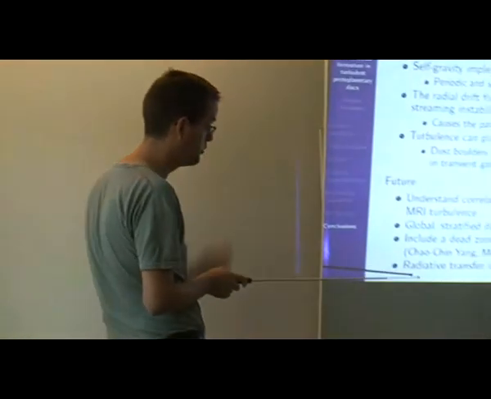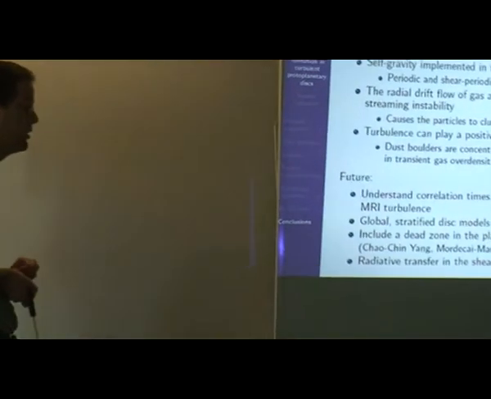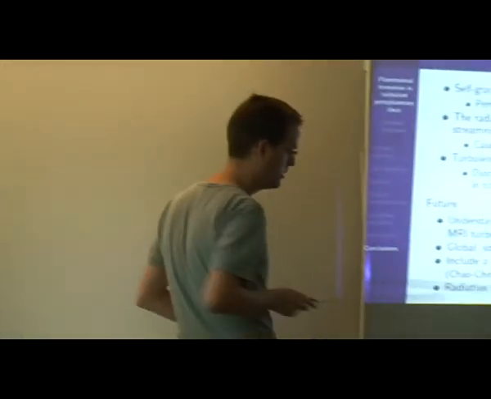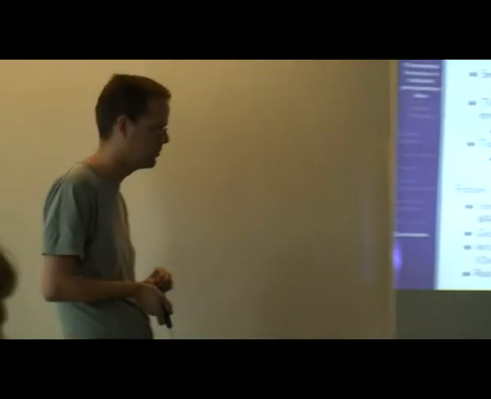And another thing I could see for the application of the self-gravity and the Fourier solver and the Fourier transform would be to do radiation transfer in the shearing sheet, either with MRI or with the self-gravity. Radiation transfer in the shearing sheet would be interesting for this also. So that's it. Thank you.